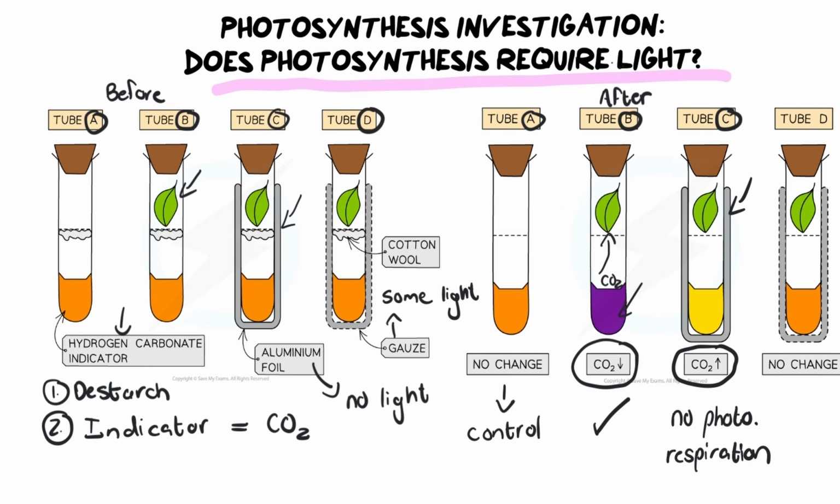But in this test tube, it can't photosynthesize, so it can't drop the carbon dioxide levels. So instead, all it's doing is going through respiration. It's making carbon dioxide, and it's adding that carbon dioxide. So it's leaving the leaf, and it's going into the indicator, therefore changing the color of the indicator to yellow. Now, the most interesting one for us is probably D.